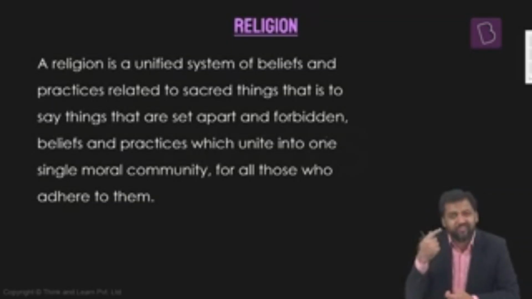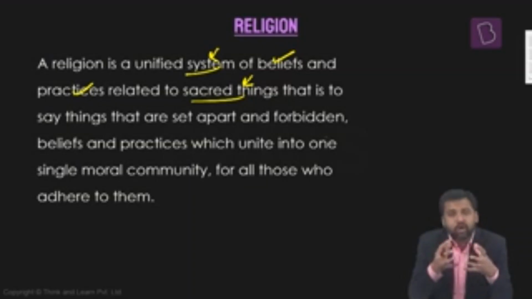So religion has both these components, belief as well as practices. It is a system of beliefs and practices. But all these beliefs and practices are related to what? They're all related to things which are considered sacred. In any religion, certain kinds of things are considered to be sacred. It might be a book, it might be some other object.